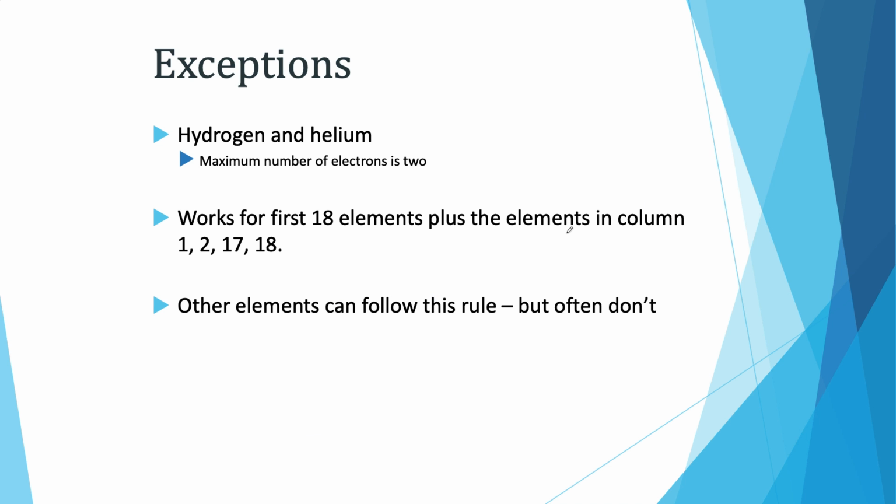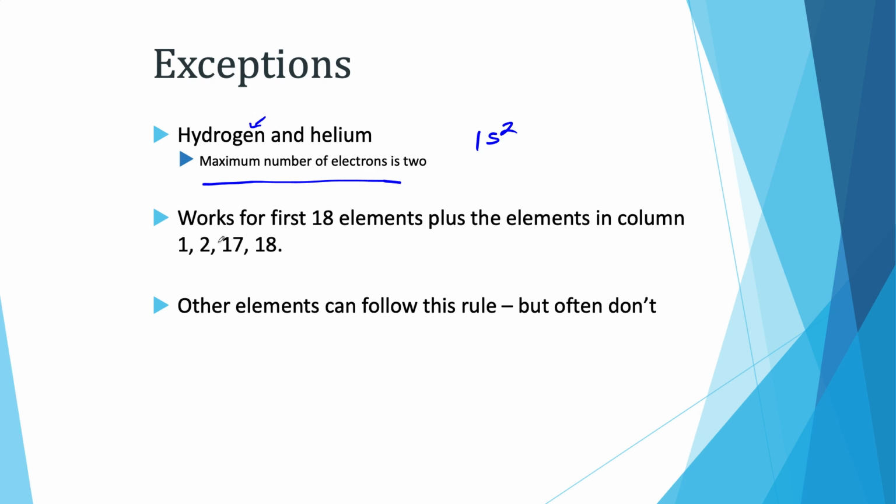Now there are some exceptions to the rule. We've got hydrogen and helium. The maximum number is 2, because hydrogen and helium only have the 1s, and the maximum there is 2. So they can't have any more than 2. So for Lewis dot structures, hydrogen and helium are 2. And this makes hydrogen easier because it only binds to one thing.